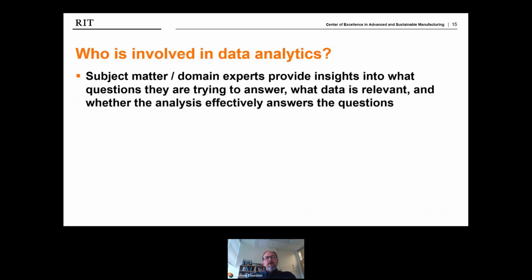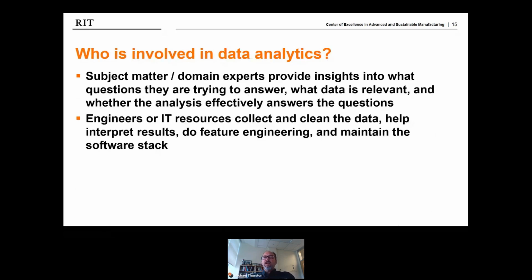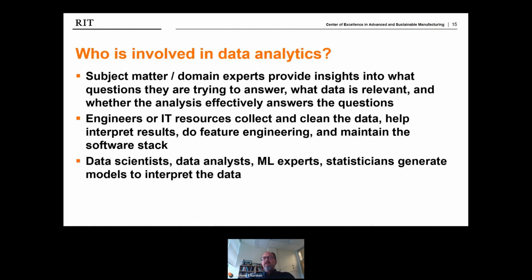So you get a little bit of a sense from that of what types of resources you may need in the process, but let's dig into that a little deeper. Subject matter experts help to identify and refine the questions as well as interpret the results. Engineers or IT resources figure out how to collect the needed data and may be involved in cleaning or transforming the data. Someone trained in data science technology, such as a data scientist or data analyst, develops the analysis models with the selected tools and reviews the results with other stakeholders.